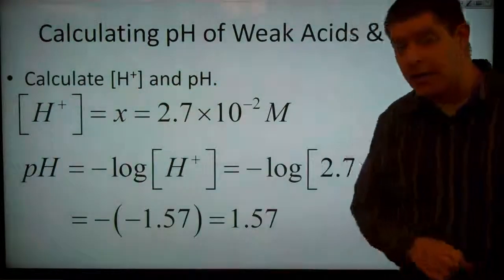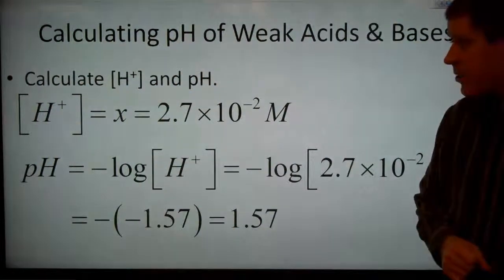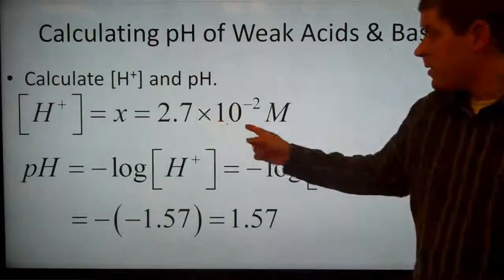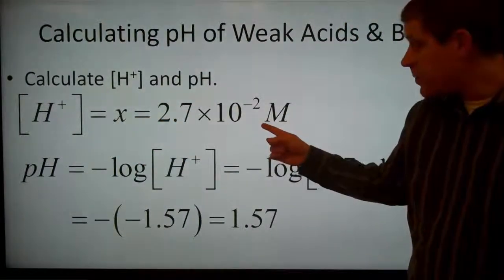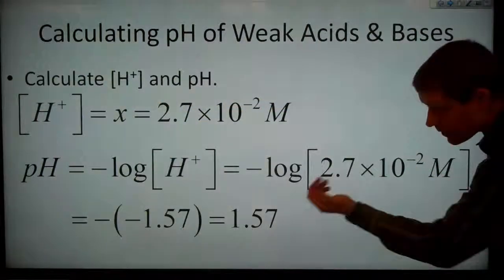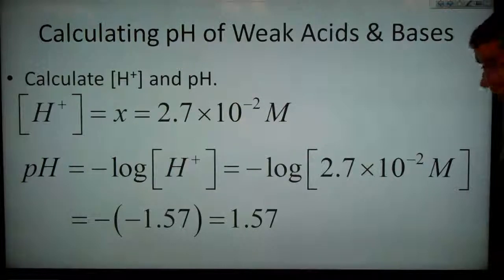So now we can go on and calculate the hydrogen ion concentration and the pH. We know the hydrogen ion concentration was equal to X, and now we know that that's 2.7 times 10 to the minus 2. So we plug that into our pH formula, and that gives us a pH of 1.57.